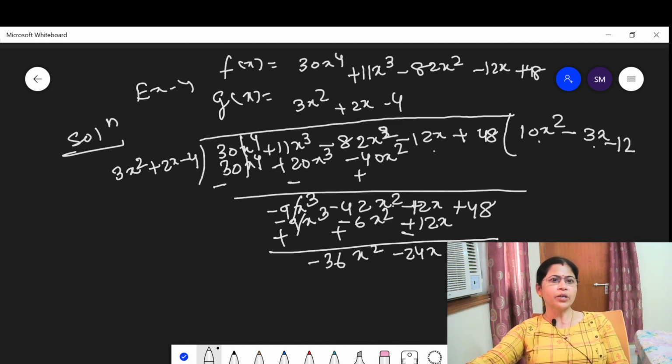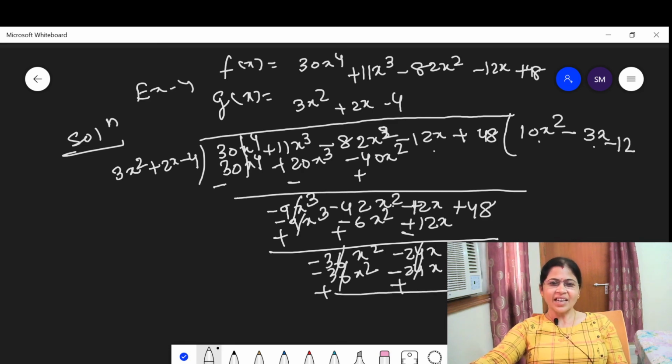Then to get minus 36x square from 3x square, we should multiply by minus 12. Minus 12 into 3x square is minus 36x square, minus 12 into 2x is equal to minus 24x, and minus 12 into minus 4 is plus 48. When you subtract, everything cancels. At last we get the remainder is 0.